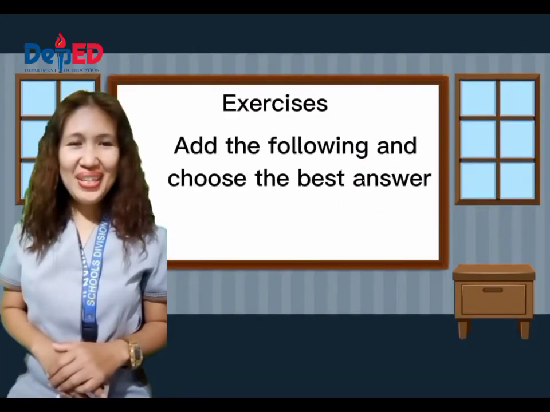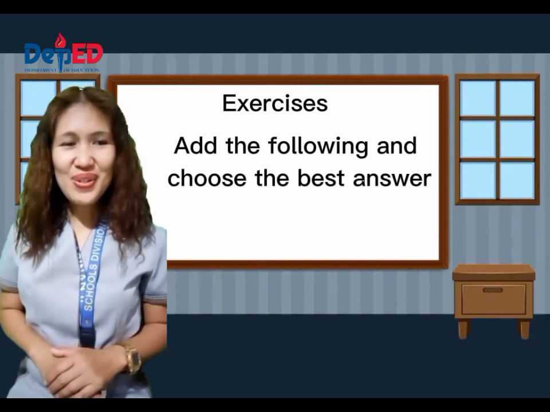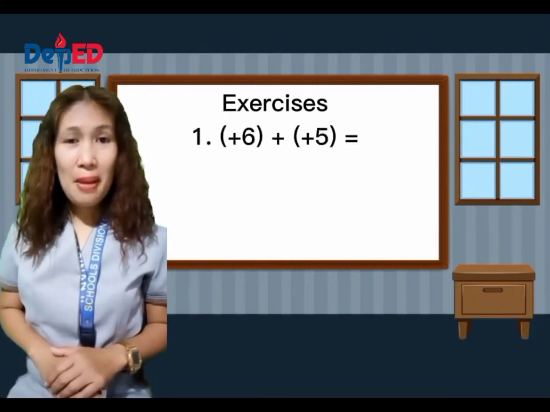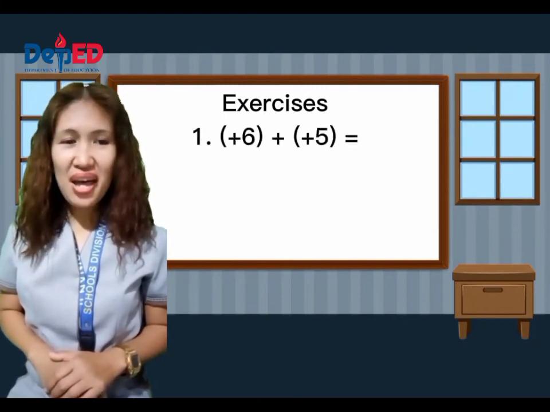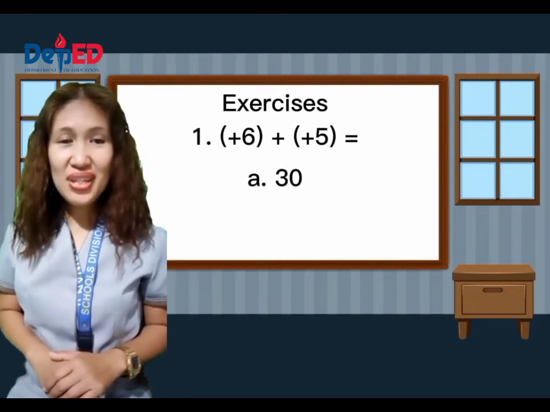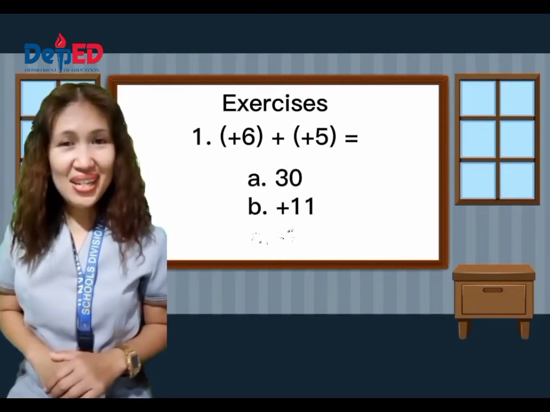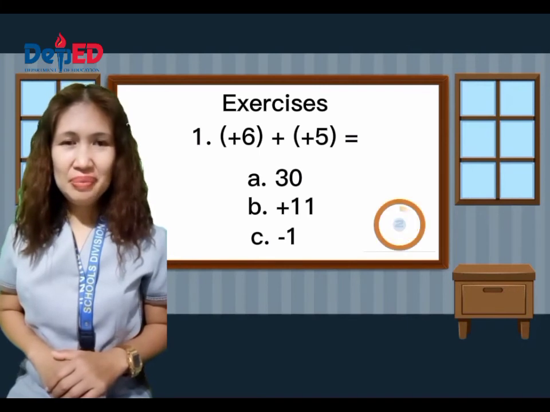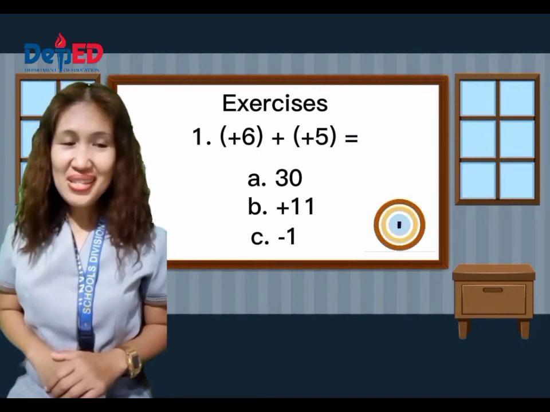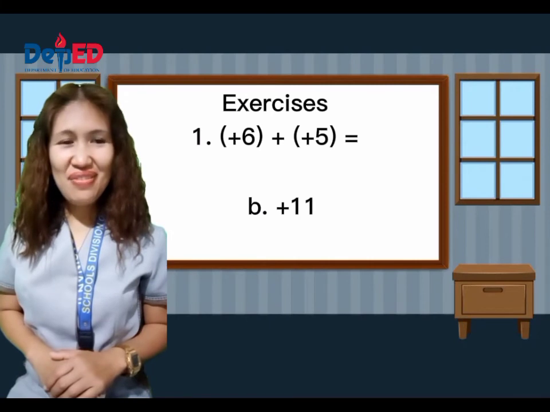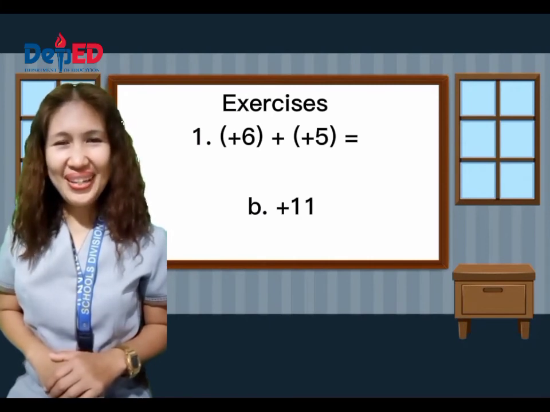Add the following. Choose the best answer. Number 1. Positive 6 plus positive 5. Is it A, 30, B, 11, or C, negative 1? The answer is positive 11. Letter B, correct.